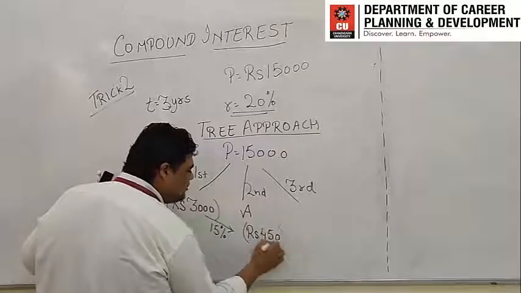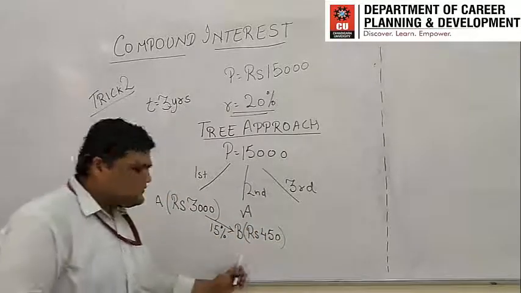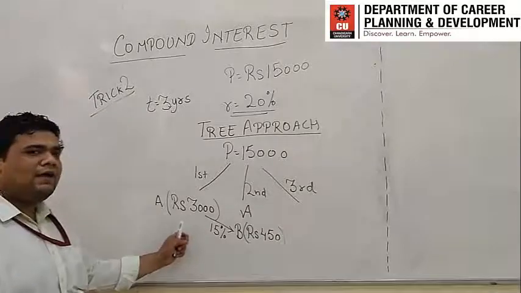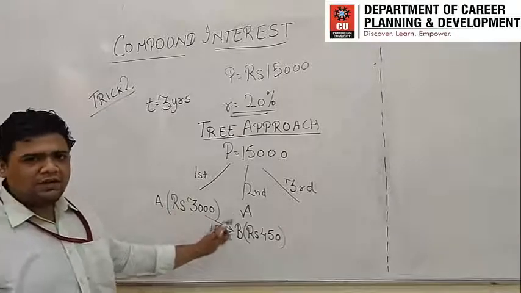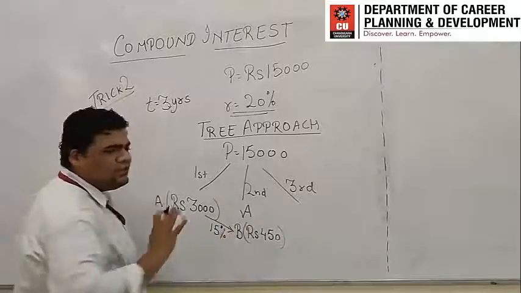Let this value be B. And B is what? B is the simple interest applied on A. That is the value of B. This is the case for the second year.